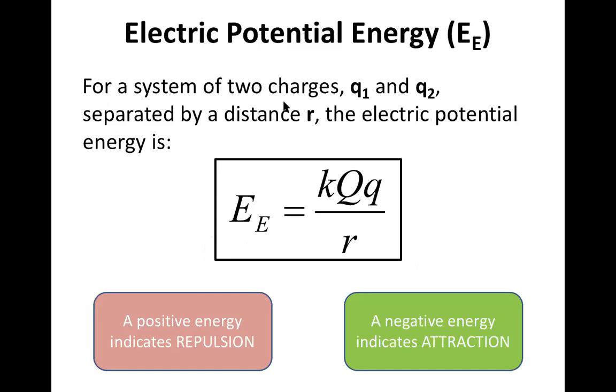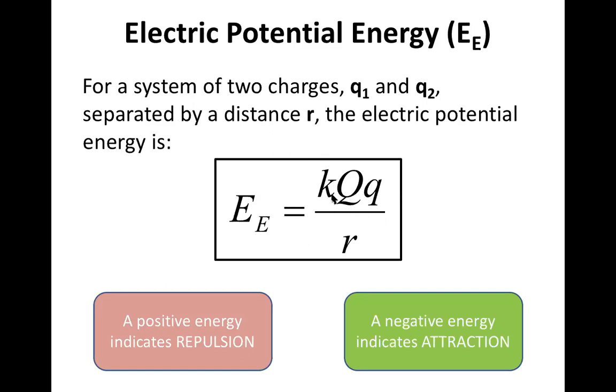For a system with two charges, Q1 and Q2, separated by a distance r, the electric potential energy is, so this is an equation that looks really similar to gravitational potential energy. We have E here instead of G. We're using a different constant. We're using Coulomb's constant. So there are no new variables here. It's just a new mathematical relationship.